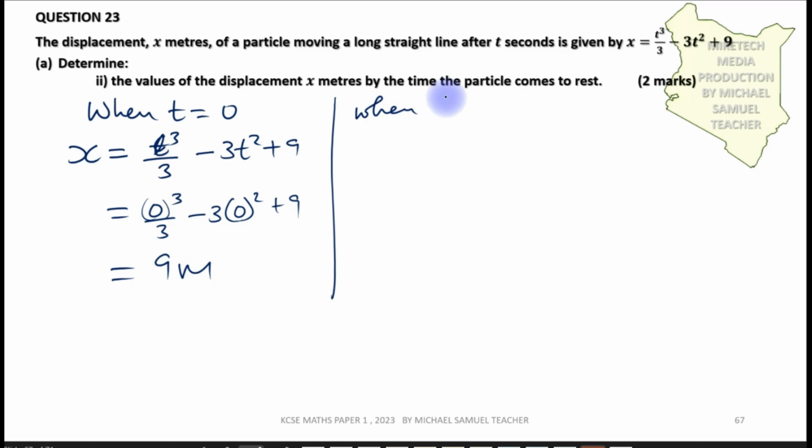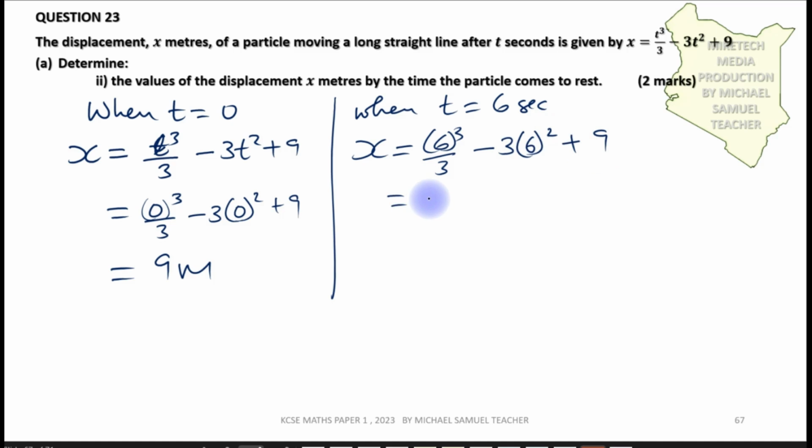And when t is equal to 6 seconds, the displacement will be 6 cubed over 3 minus 3 times 6 squared plus 9, so this will be 72 minus 108 plus 9, whereby we get minus 27 meters. So that is in the opposite direction. Remember, displacement is a vector quantity, so it is in the opposite direction.